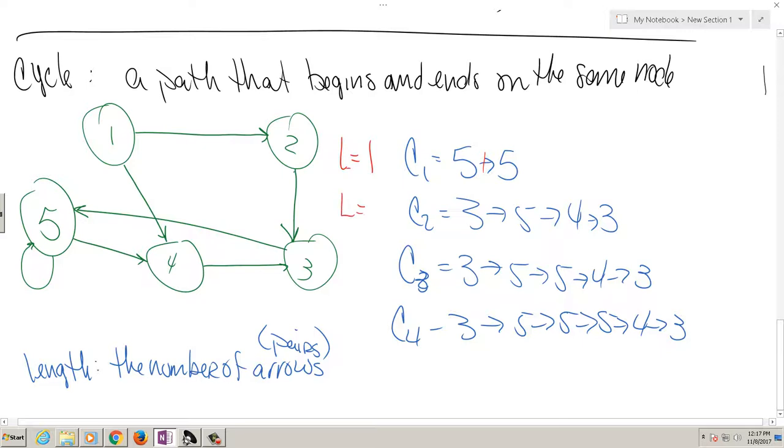What is the length of this one? 3. The length of this one? Yep, the length of that one is 4. I see 4 edges representing 4 ordered pairs. The length of this one right here? 1, 2, 3, 4, 5.